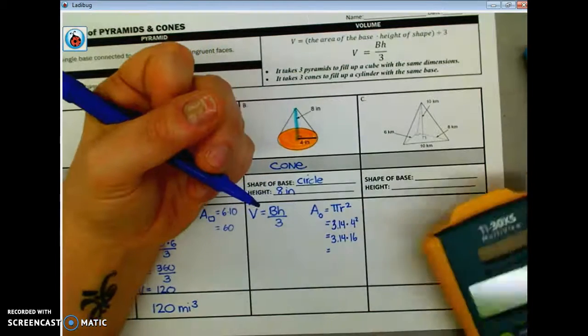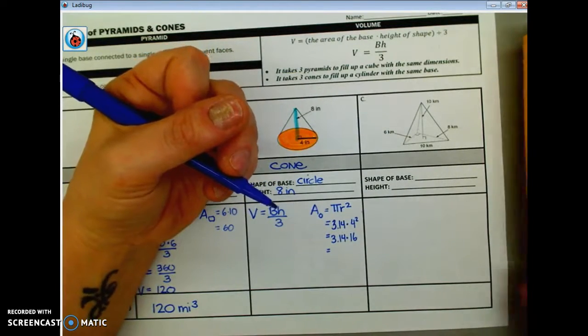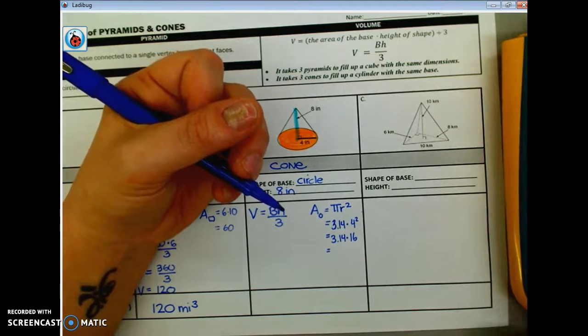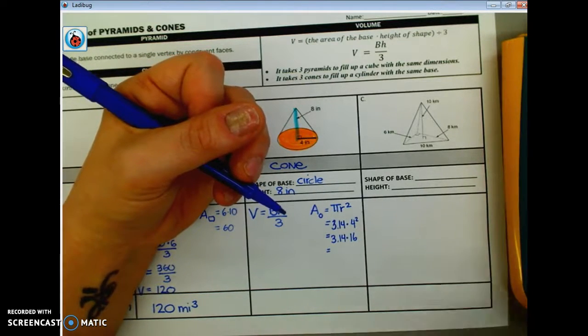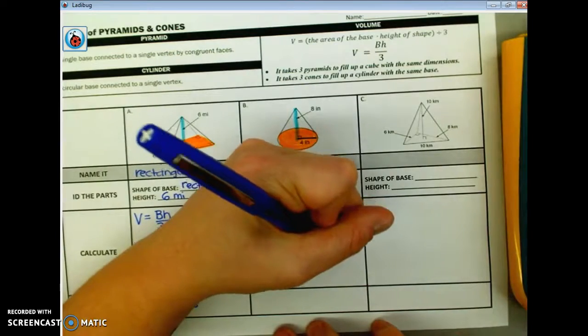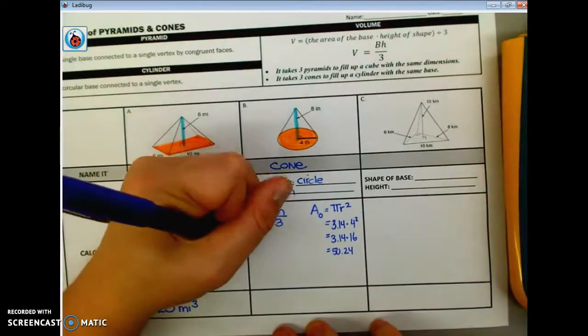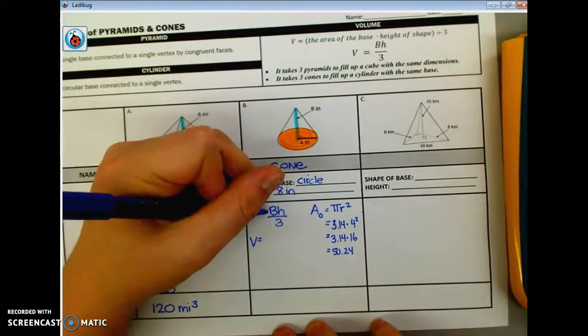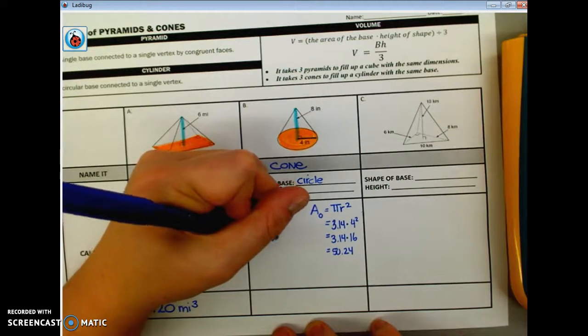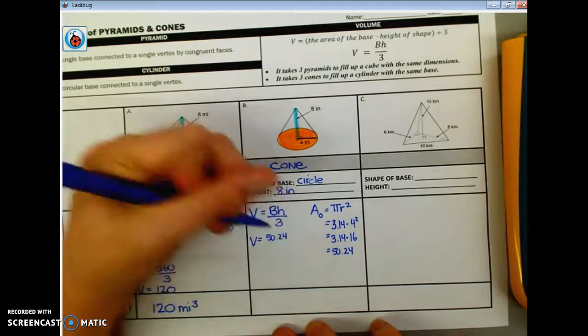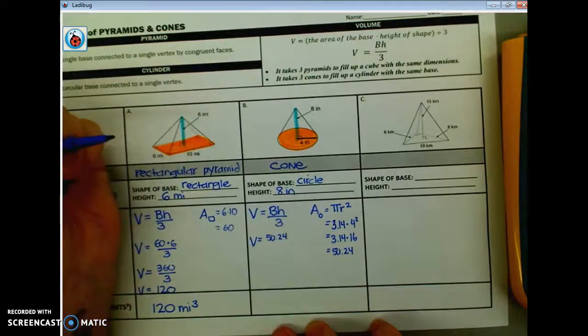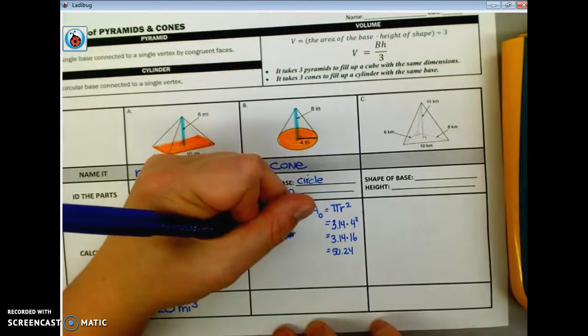Then we take our calculator, and 16 times 3.14, we get 50.24. So that's the area of our base. So now I can use that to plug into here. So I get 50.24. And the height is 8.